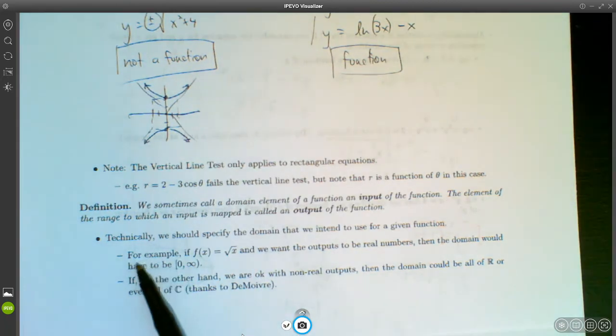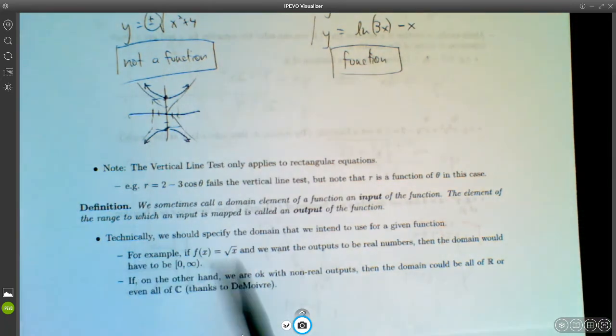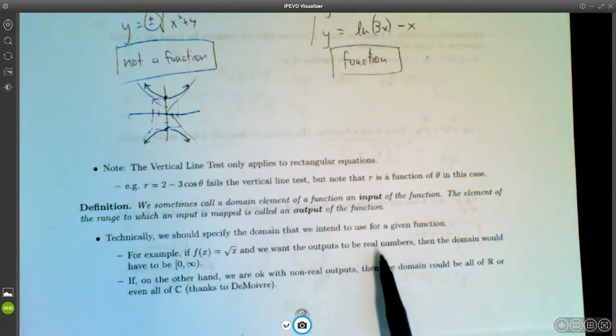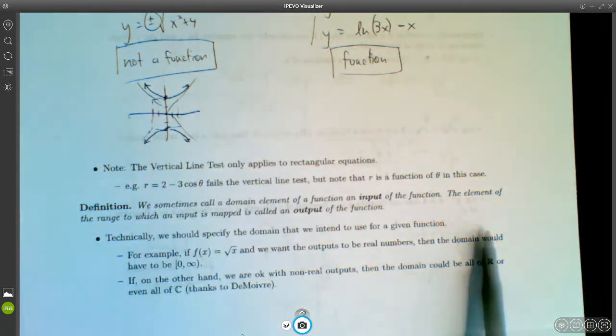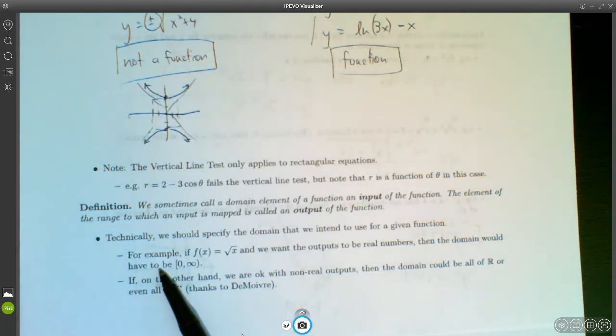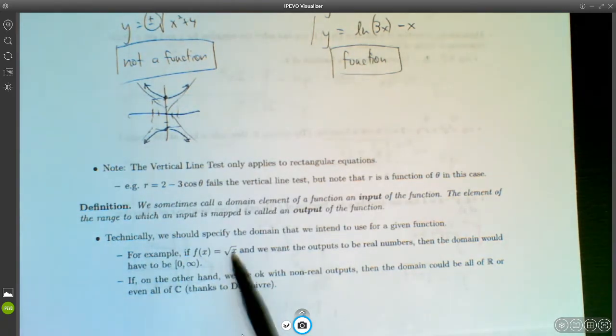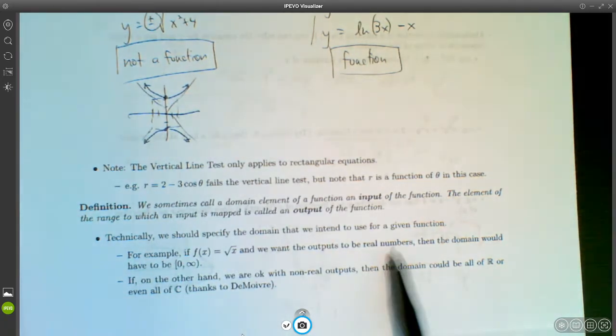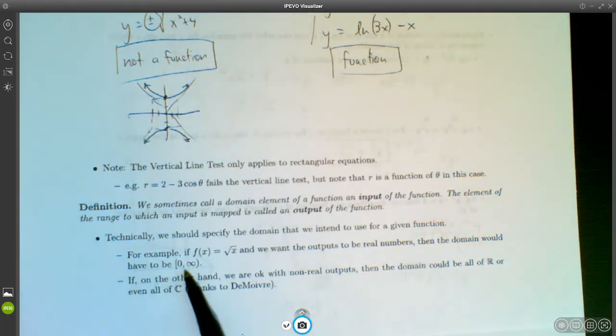But let me tell you what I'm saying. So for example, if f of x equals the square root of x, and we want the outputs to be real numbers, then the domain would have to be just the numbers from 0 to infinity, right? Because if we let the domain be negative, like if we let negative 2 be an element in the domain, well then you're going to get a non-real output. So if we want the outputs to be real numbers, then the domain must be 0 to infinity.